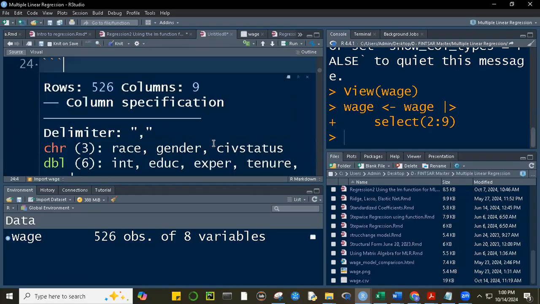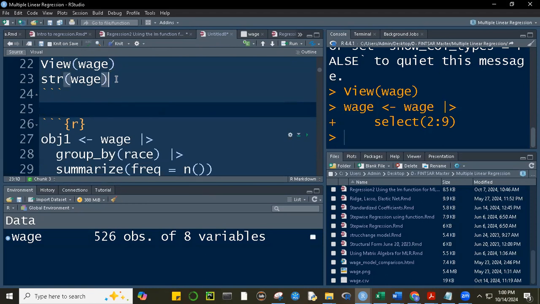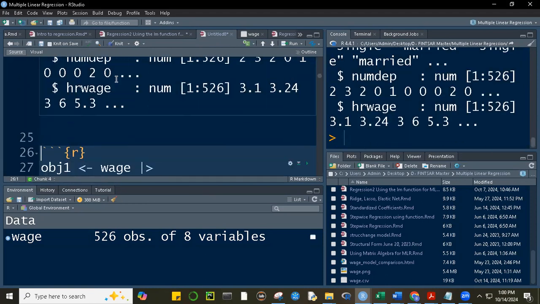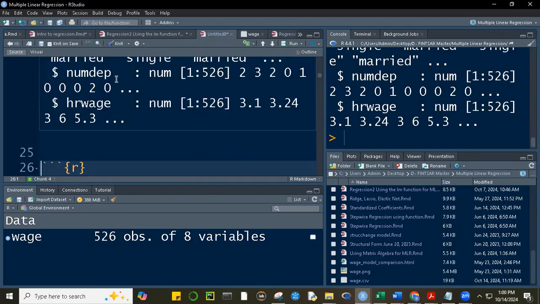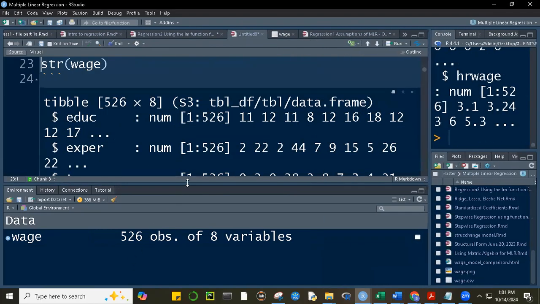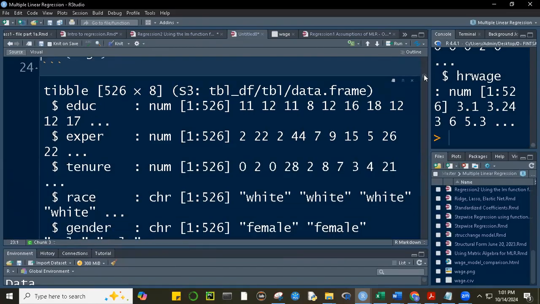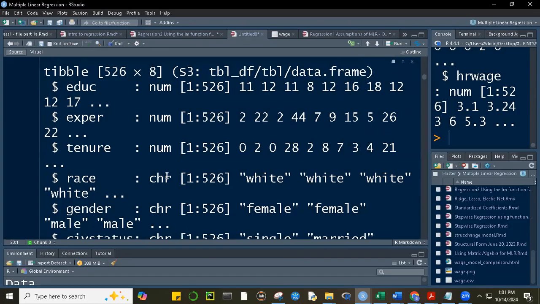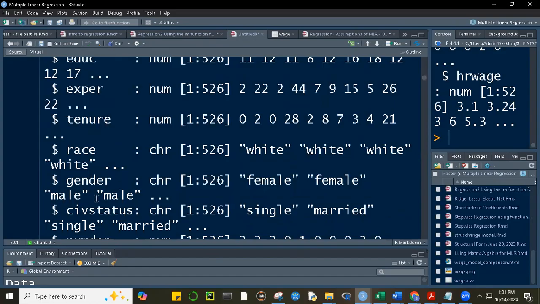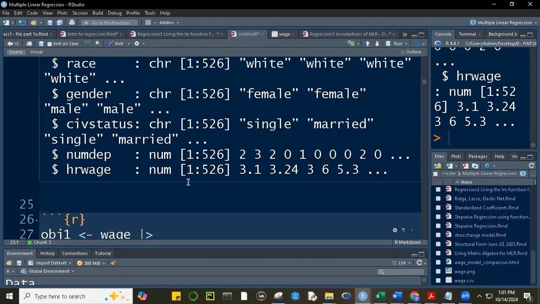So we know that our wage data set, if you take a look at the structure, it's a table. And the variables that come with it are education, experience, tenure. Some variables are character in nature, the race, gender. And here you have civil status. And then number of dependents is numeric, and then hourly wage is numeric.